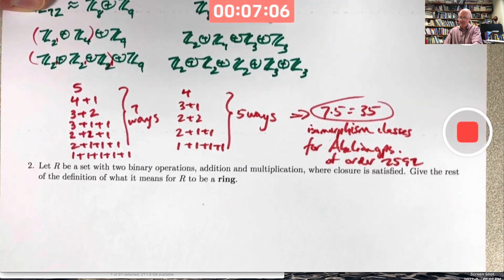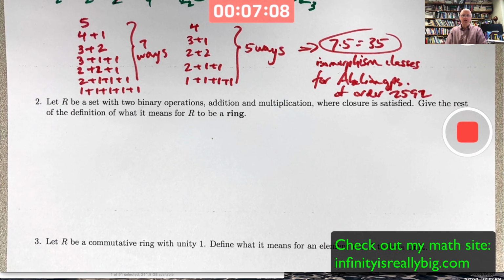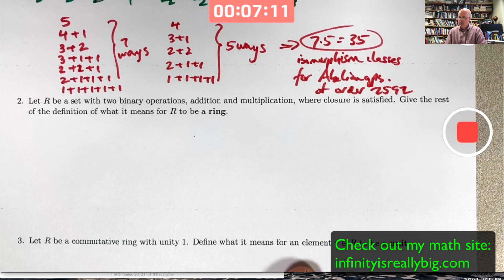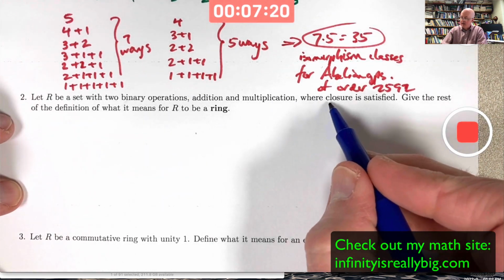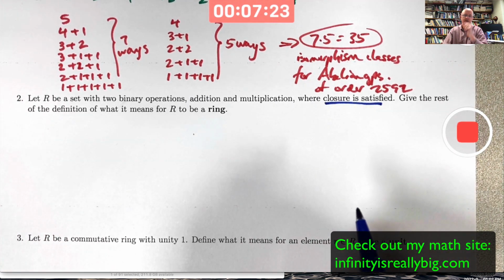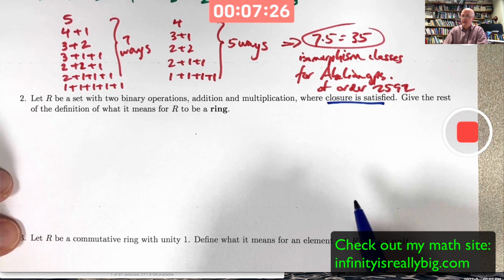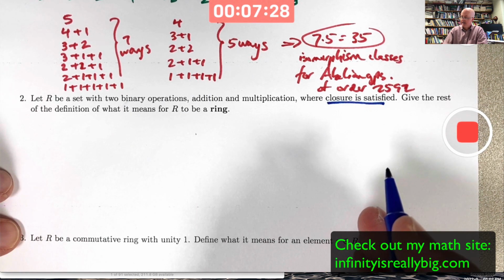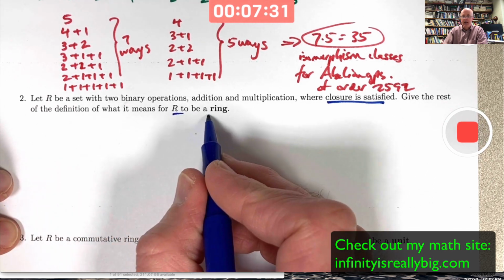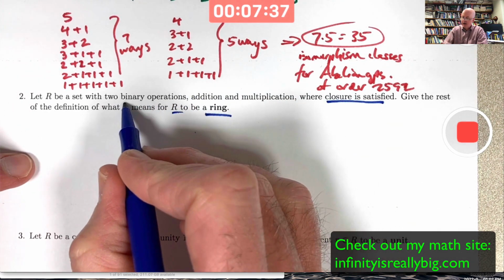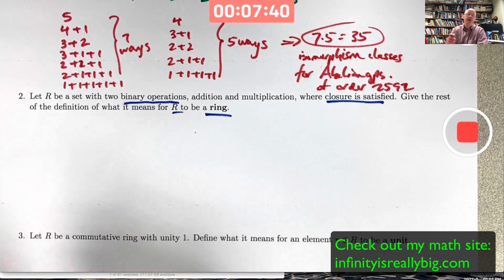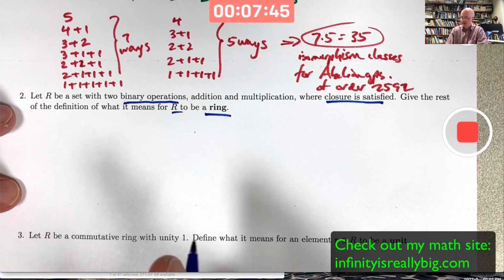All right, on to ring theory. Let R be a set with 2 binary operations, addition and multiplication. And in Gallian's book, which is what I'm using, that means closure is automatically satisfied as part of the definition of a binary operation. So we don't need to mention closure after this point. Give the rest of the definition of what it means for R to be a ring. Okay? So again, closure is taken care of with the fact that we're saying these are 2 binary operations, addition and multiplication. If your textbook author doesn't take that approach, you would want to make sure you mention closure, or if your teacher doesn't take that approach.